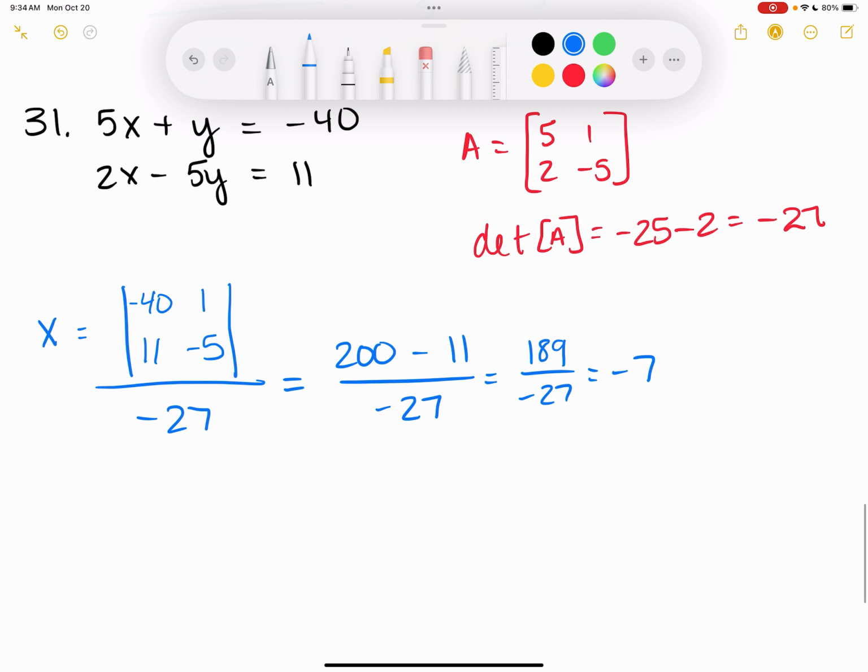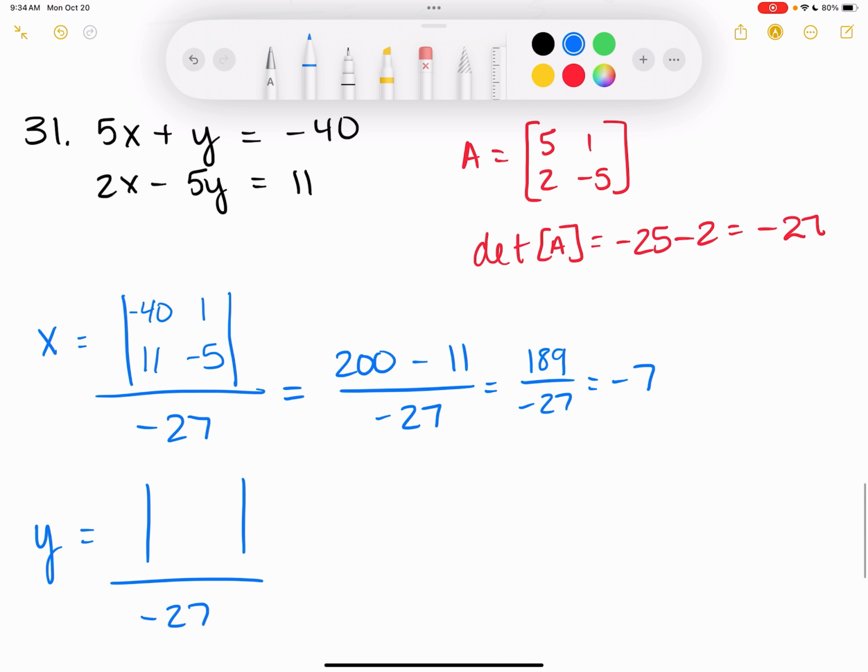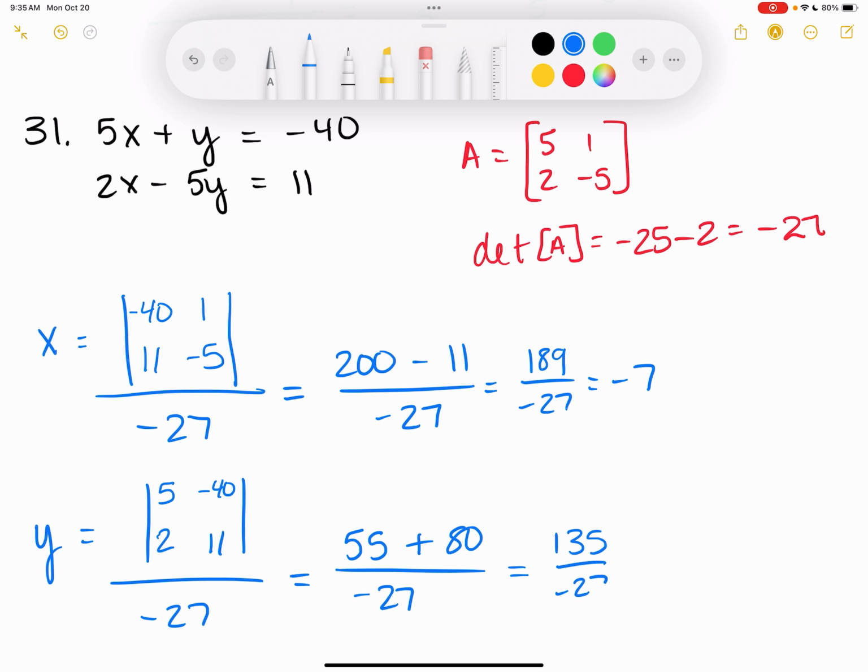Y, how would I set up the top? 5 and then negative 40. And then 2 and 11. Yep. Over negative 27. So 5 and 11 is 55. Minus a negative, so it's going to be plus 2 times 40 is 80, over negative 27. So 135 over negative 27 is negative 5, yep. So then my answer, again, is negative 7, negative 5 as an ordered pair.